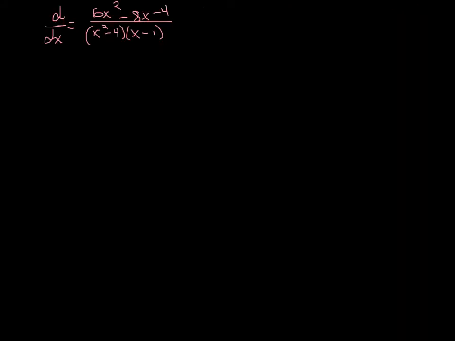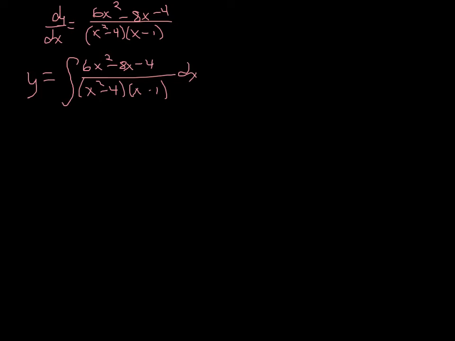In this problem, we want to find the general solution to the differential equation dy/dx equals (6x squared minus 8x minus 4) over (x squared minus 4) times (x minus 1). So we're going to do this again with partial fractions, and let's see how this works. So we're going to write the integral. y equals the integral of (6x squared minus 8x minus 4) over (x squared minus 4)(x minus 1) dx.